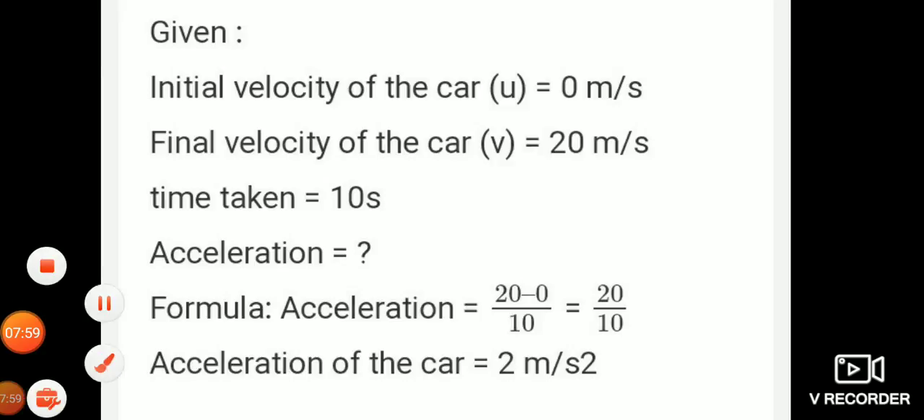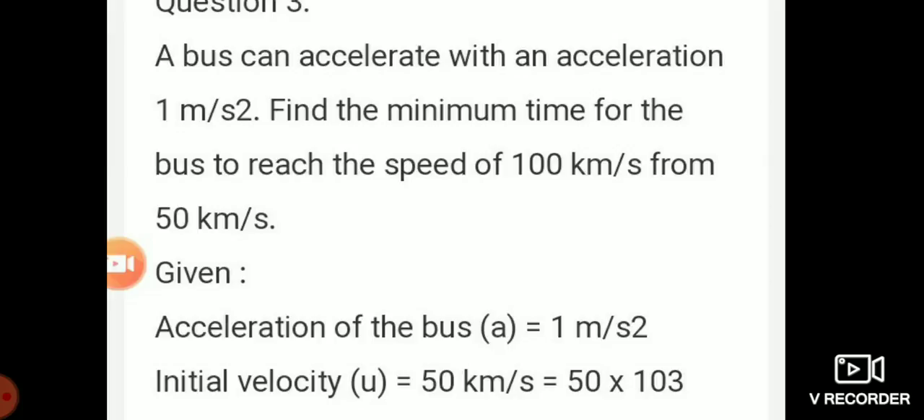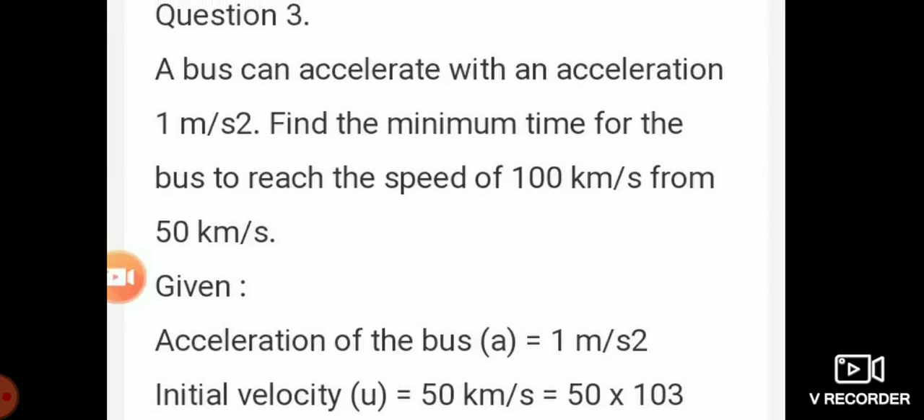Okay, let us see the next question. Look at this. Third one: a bus can accelerate with an acceleration of 1 meter per second squared. Find the minimum time for the bus to reach a speed of 100 km per second from 50 km per second.